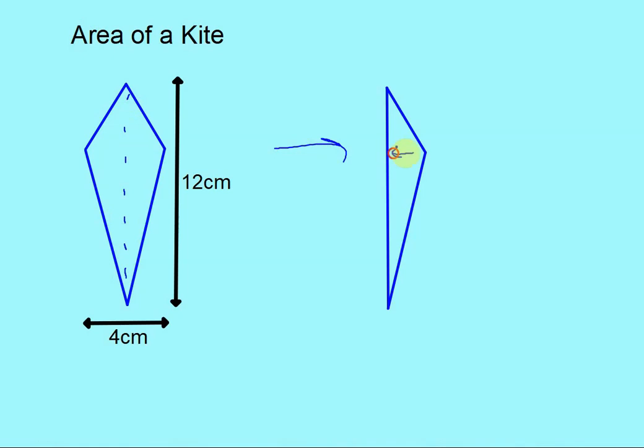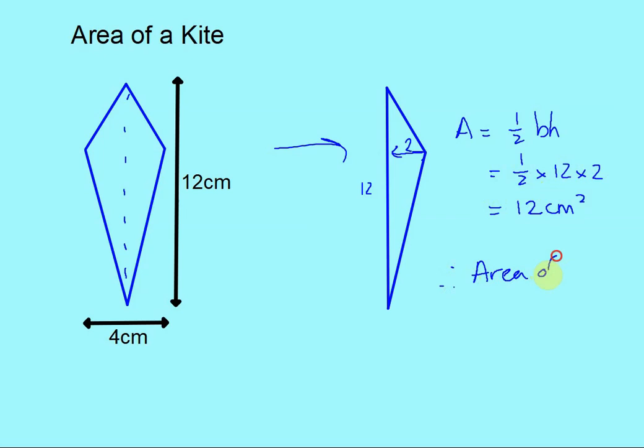And for that, I know this is 2. And I know this is 12. So I could say, right, area is half base times height. I've got the perpendicular height to the base, easy peasy. I'm going to do 6 times 2 is 12. I could have cancelled these off. So therefore, the area of the kite must be 24 centimeters squared.